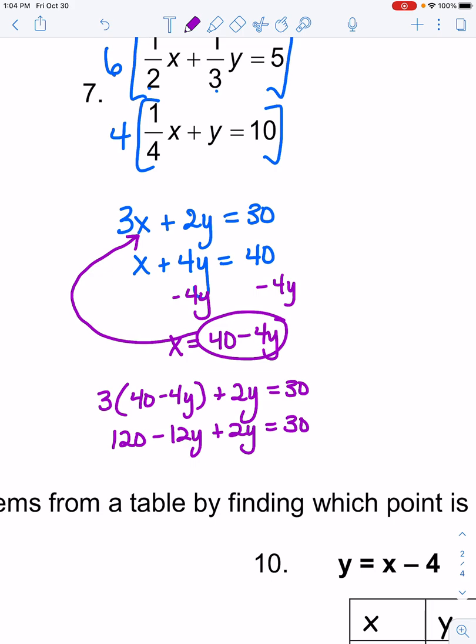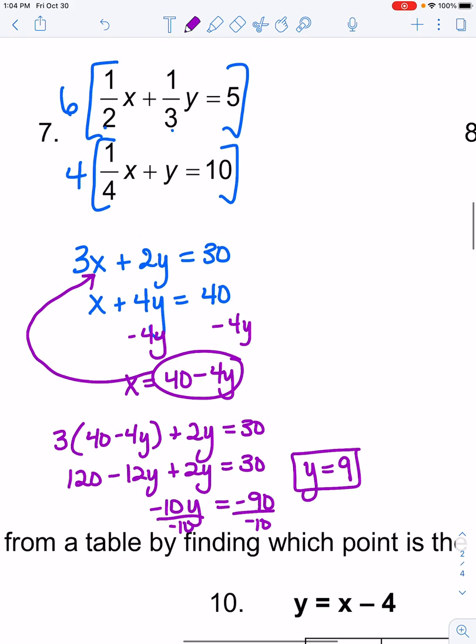I'm going to do 2 steps in one here. I'm going to subtract that 120, which is going to give me a -90. And then I'm going to combine like terms here, and I get -10y. Then we can divide. So y equals 9. Didn't even end up being a fraction.